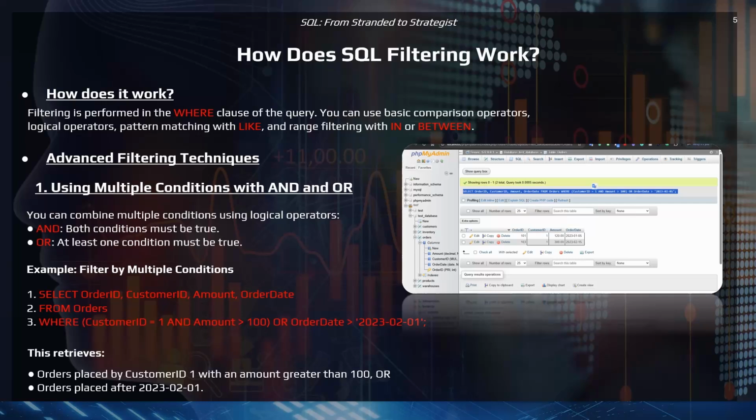First, using multiple conditions with and or. You can combine multiple conditions using logical operators. And: both conditions must be true. Or: at least one condition must be true. Here's an example for filtering by multiple conditions.